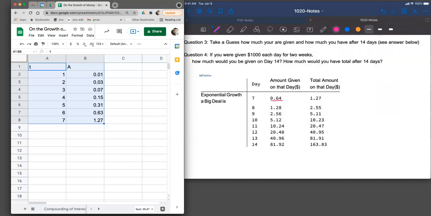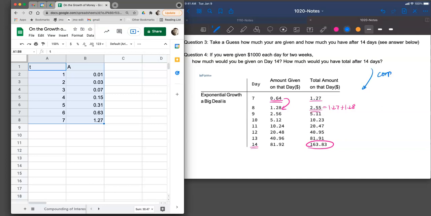We had 64 cents. It was given on day 7. If you double that for day 8, that's $1.28. And then continue this process, $1.27 added to $1.28, that will be the $2.55. So let's keep continuing this process. After 14 days, you're going to have $163.83. Okay. Do you like this as compared to being given $100,000 a day?